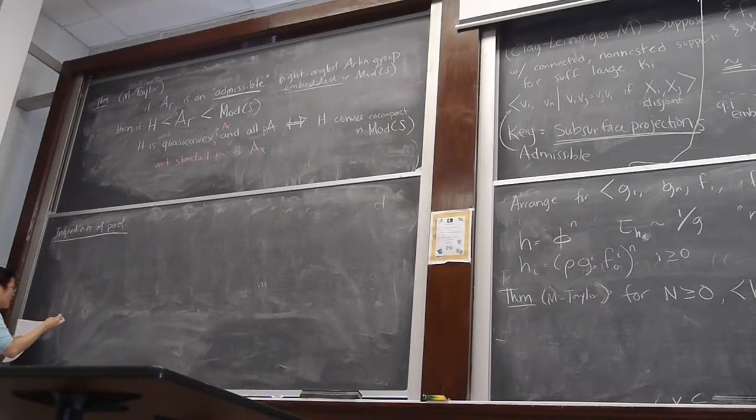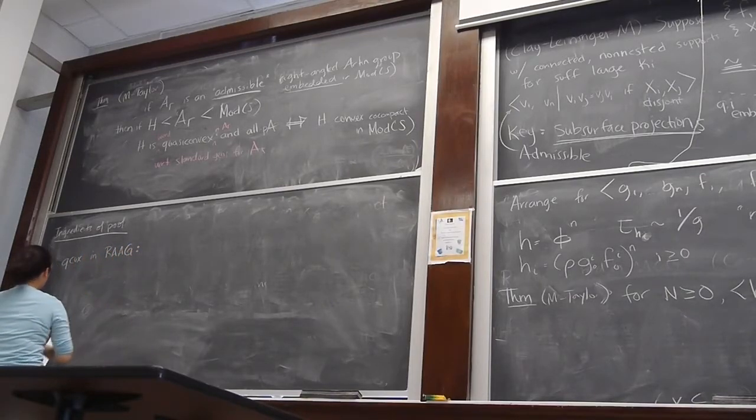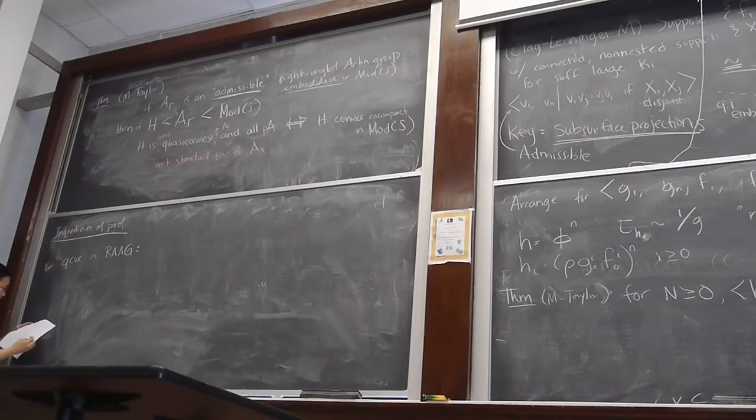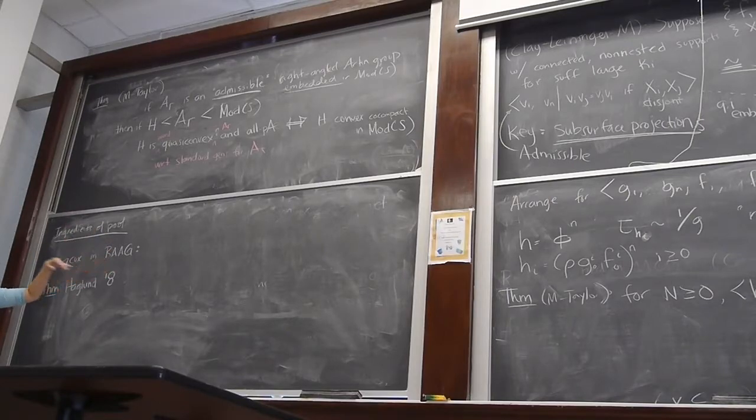Okay, so what is the upshot of quasi-convexity work of that sort? What do you get from that? Well, there's a theorem of Haglund. I already mentioned that the useful thing about this right-angled Artin group is that it has this natural CAT(0) cube complex that it's acting on.